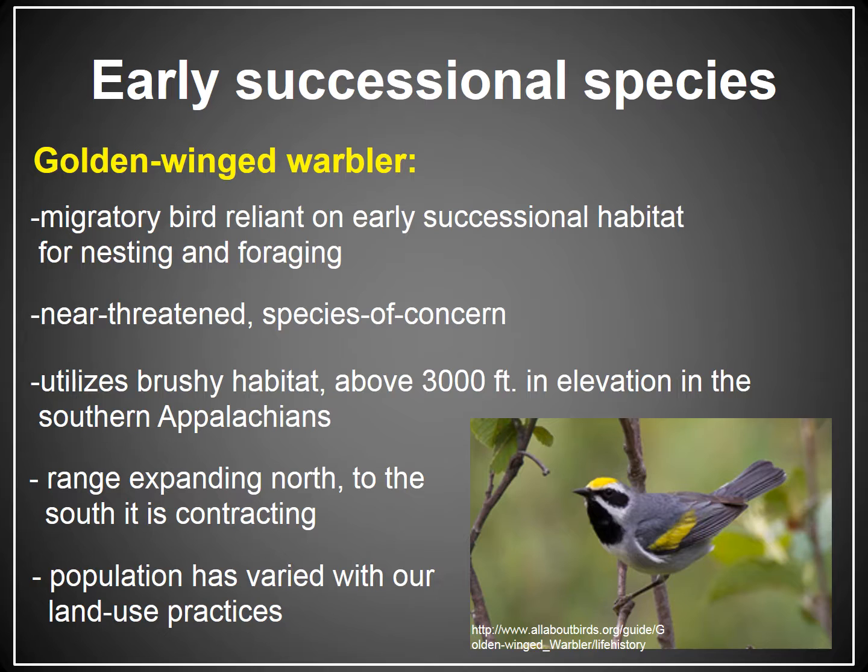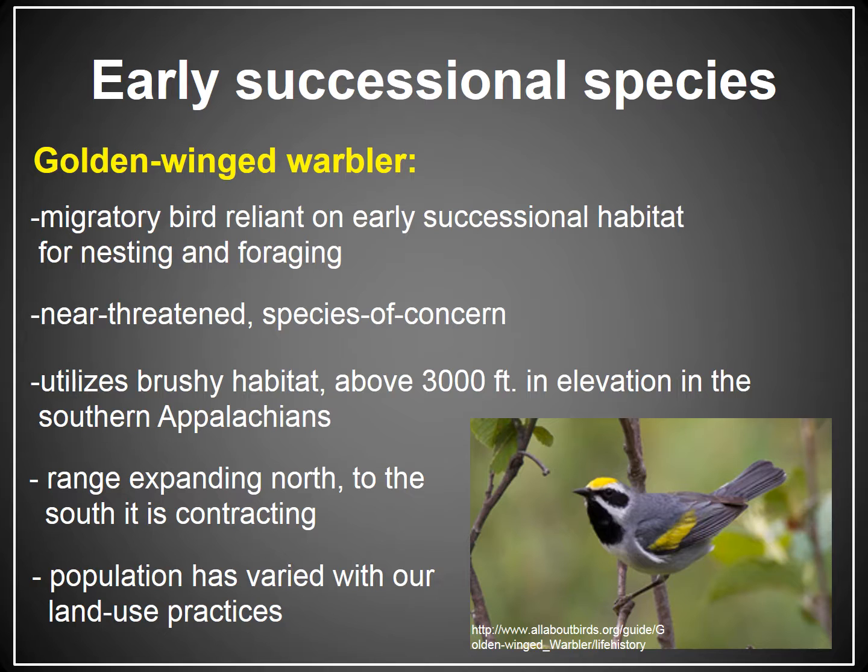A little closer to home is the golden winged warbler, another migratory songbird reliant on early successional habitat for nesting and foraging. The southern portion of this species' North American habitat stretches into the southern Appalachians. Here it utilizes brushy habitat that's characteristic of young forest or abandoned agricultural land at relatively high elevations, above 3,000 feet. In North Carolina, it's a species of concern, really because its range in the southern Appalachians has gotten smaller.